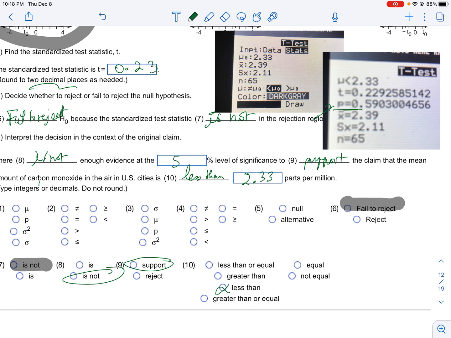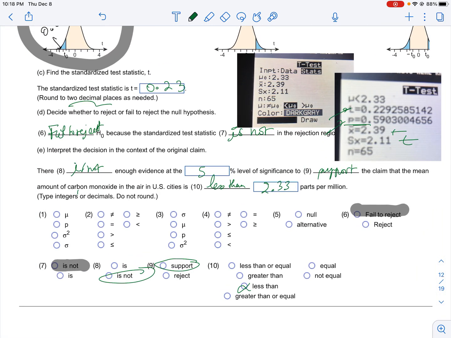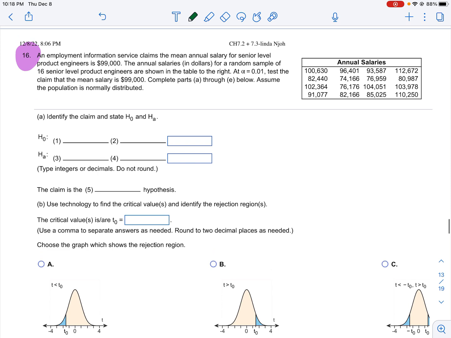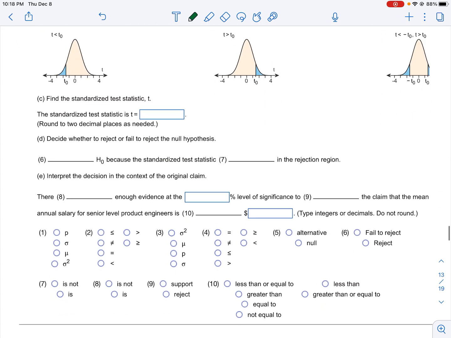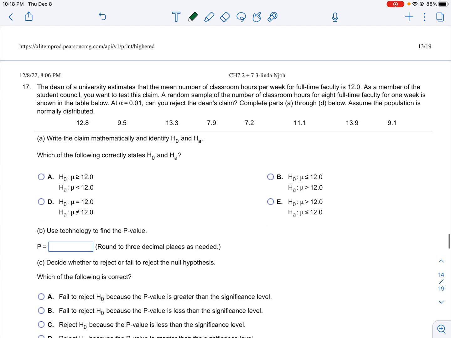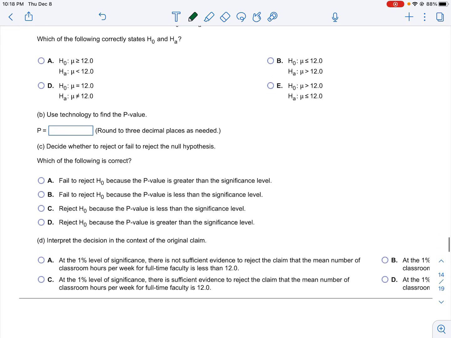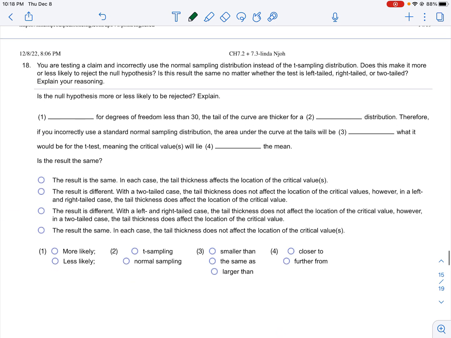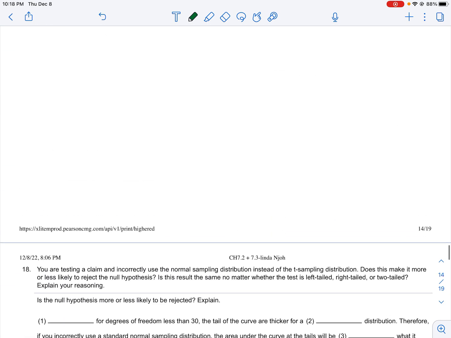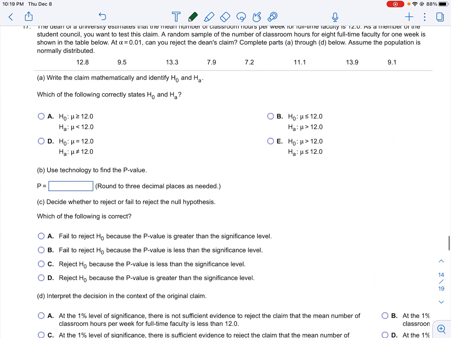See, p-value, t-stat, deviation, sample mean. You can do 16 on your own. Maybe I'll do one more.